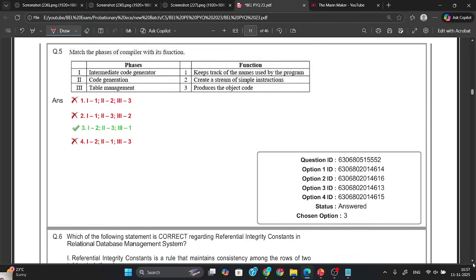Match the phases of the compiler with their functions. If you see here, we have intermediate code generator, code generation, and table management. Here the answer is already given. Option 3 is your right answer. Intermediate code generation creates a stream of simple instructions, code generation produces the object code, and table management keeps track of names used by the program. So this is the correct answer.